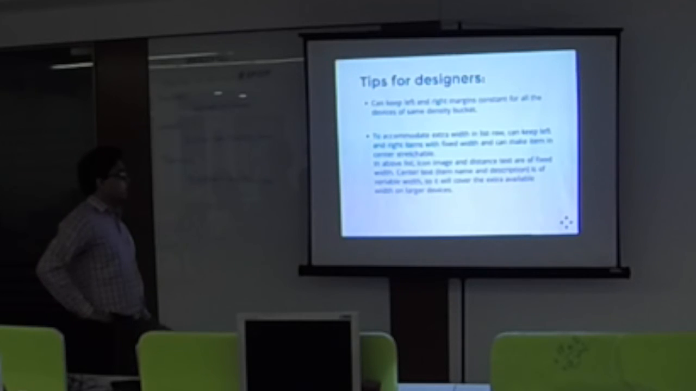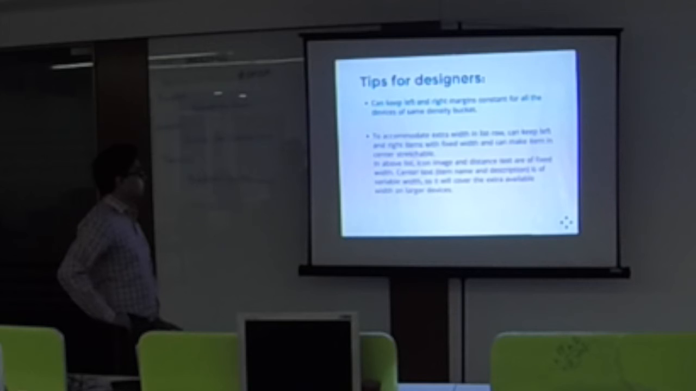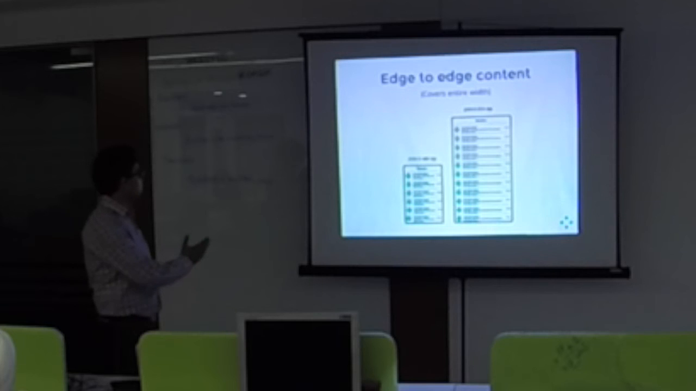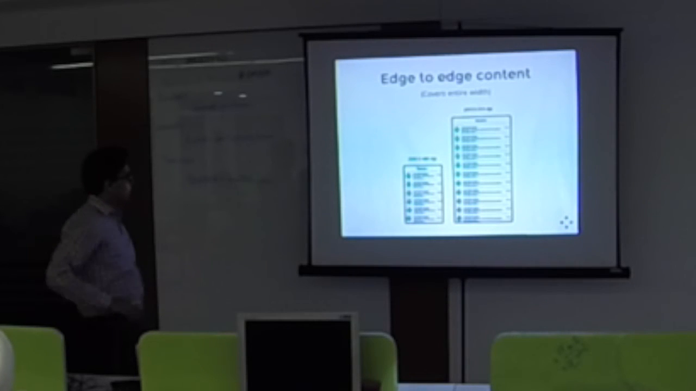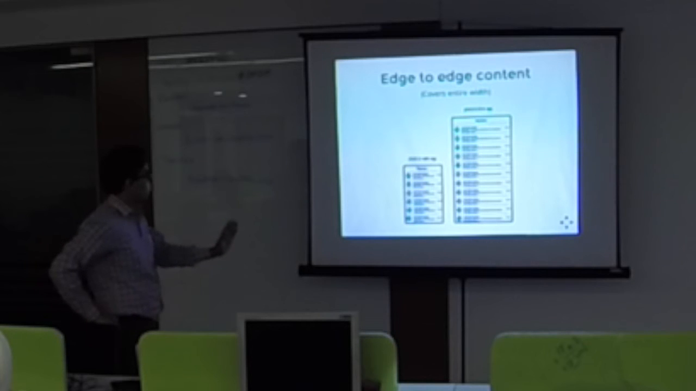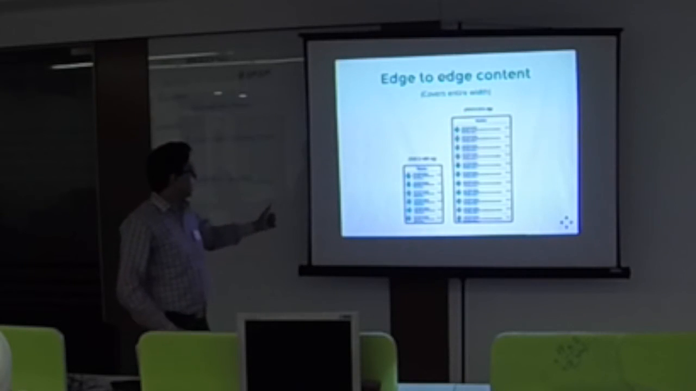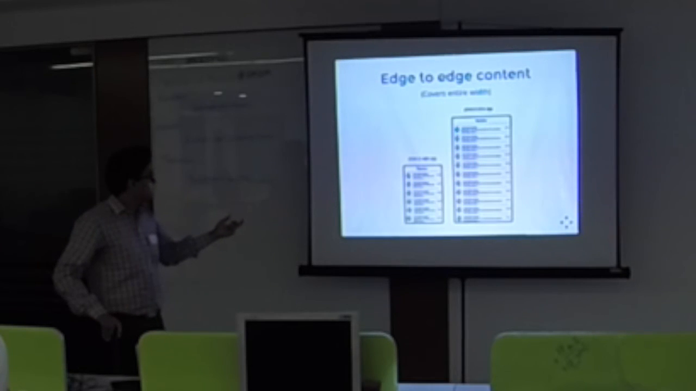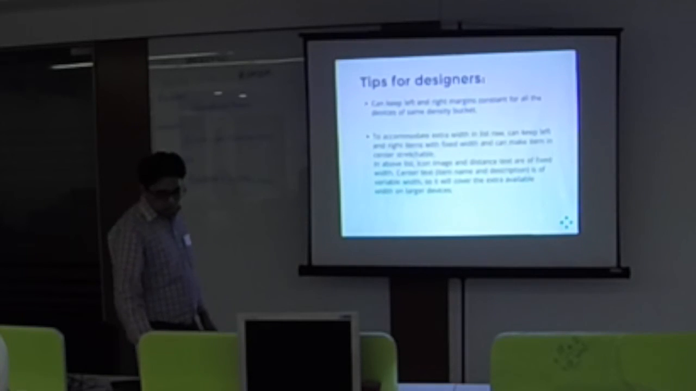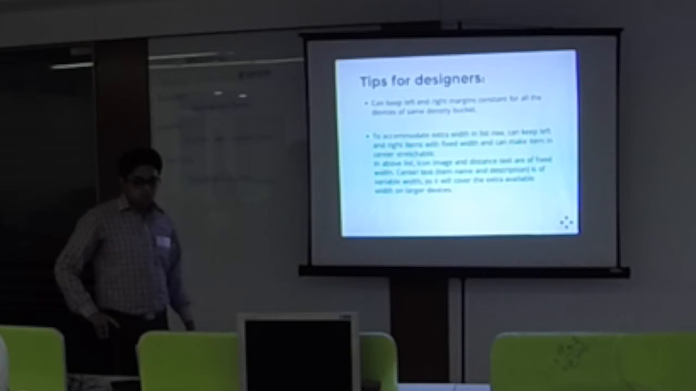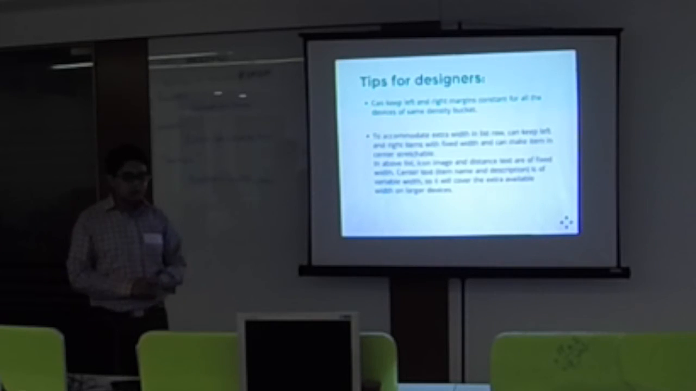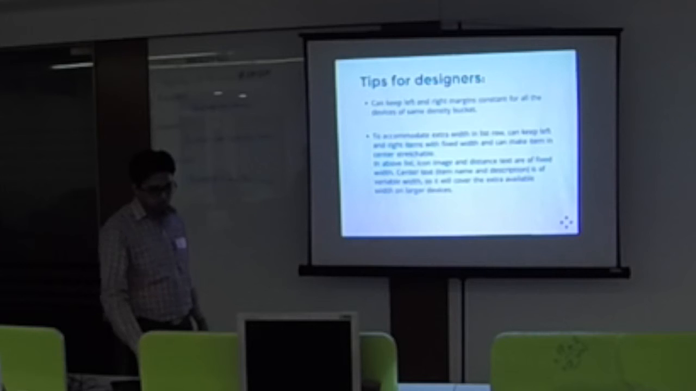To accommodate extra width in a list row, they can keep... In this list example, I have divided a list item into 3 horizontal parts. One is the icon of the list item, second is the name of the list item and a brief description, and third would be a distance. So to accommodate extra width in a list row, the designer can keep the left and right items with fixed width and make the items in the center stretchable.